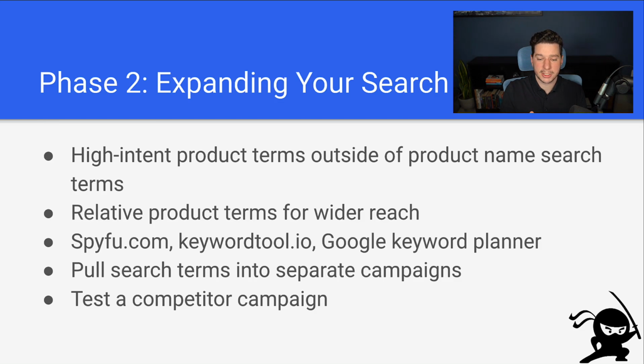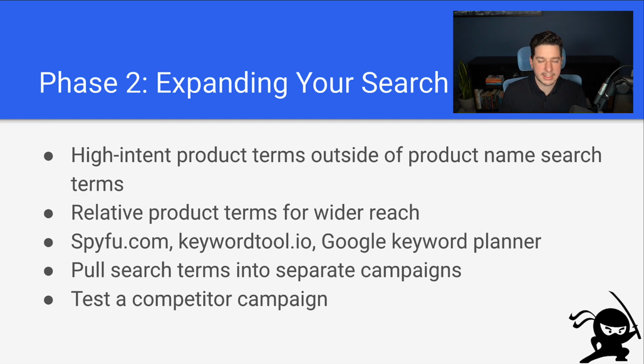Let's see, and then pull search terms into separate campaigns. So we talked about this a couple times. When you do this, you're going to want to make sure to segment properly so you have relevancy. If you're targeting relative product terms versus high intent product terms, keep those separate so you can see how they do separately, because sometimes one works better than the other and you want to spend money on one without affecting the other. So that's why you really want to keep that segmented.